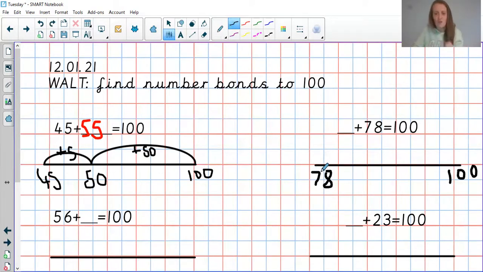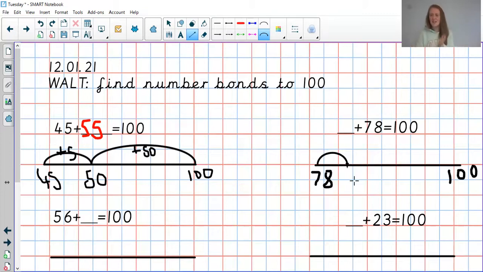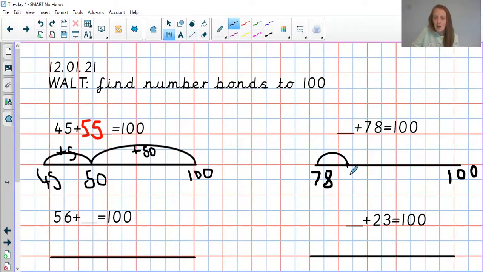So I've got to go from 78 and I've got to do a jump to show me the next multiple of 10. It's a very small jump here. 78 to the next multiple of 10. What would be the next multiple of 10 after 78? Think about it. It's got to end in a 0. It's from the 10 times table. Yes, it is the number 80. So I'm going to pop that on there. 80.